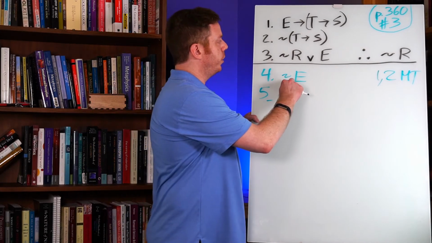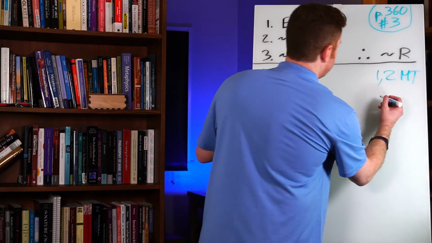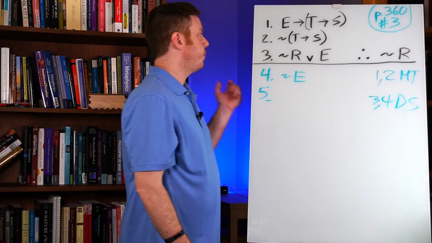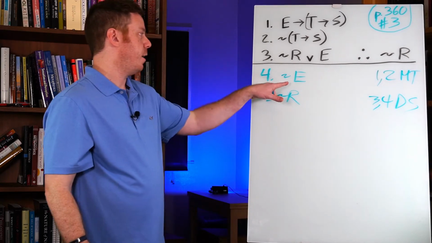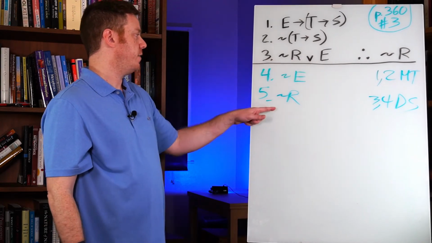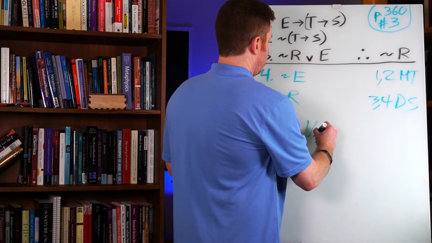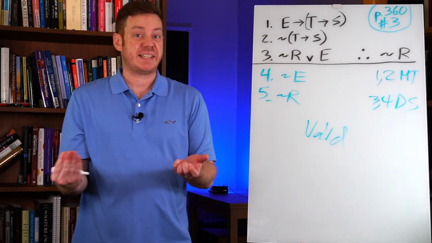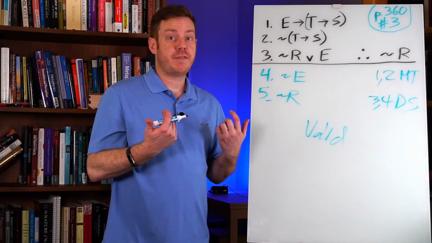Well, lo and behold, look at 3 and 4. 3 and 4 together, we can use disjunctive syllogism, and that'll give us not R. Deny one side of an either or, and that gives you the other. So awesome. That is it. We got our conclusion going step by step using our rules, and that shows that this argument is valid.